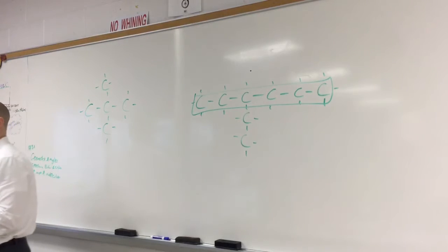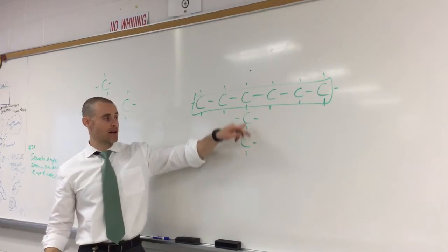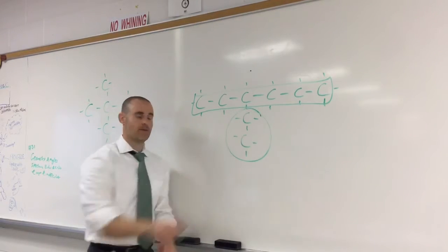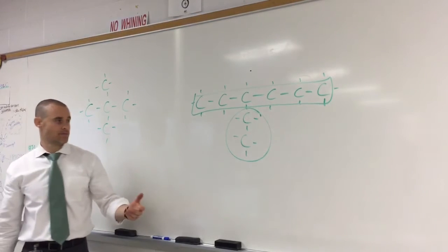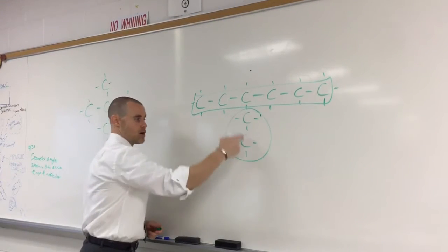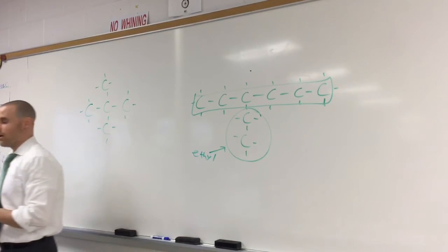What do I do with any carbon outside of the box? Circle it. Now these two are connected, so I circle the whole thing. That's one bigger branch. This has 2 carbons. It's called ethyl. And that's the only other one you need to know.